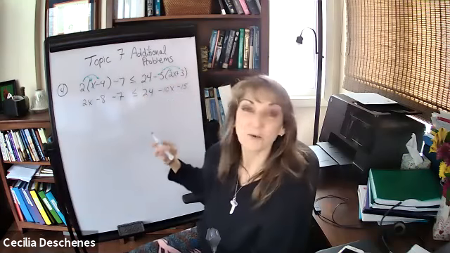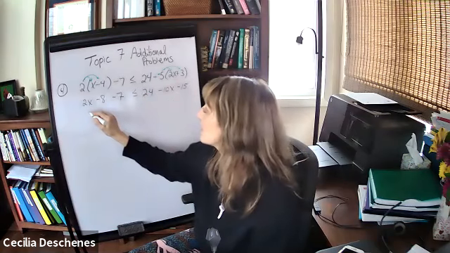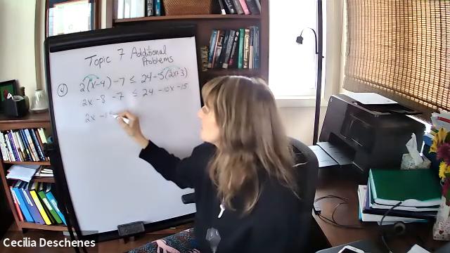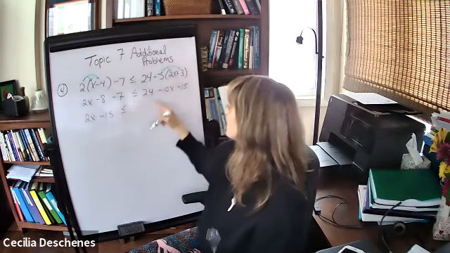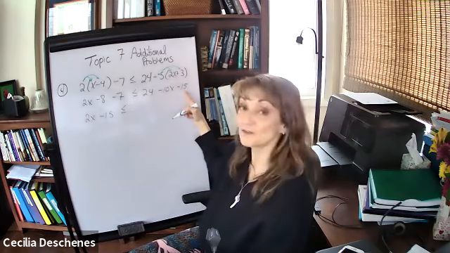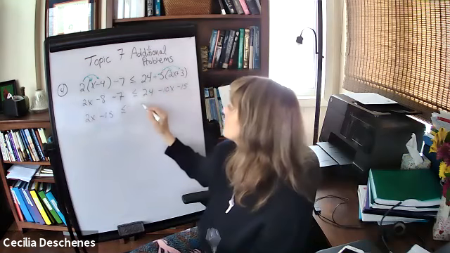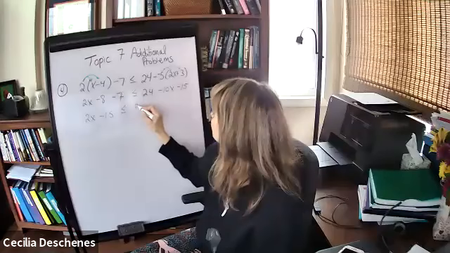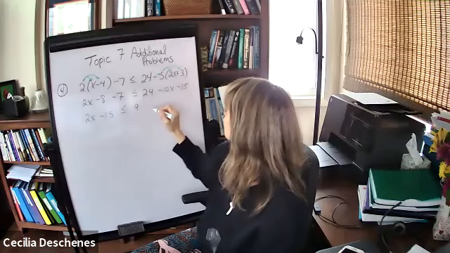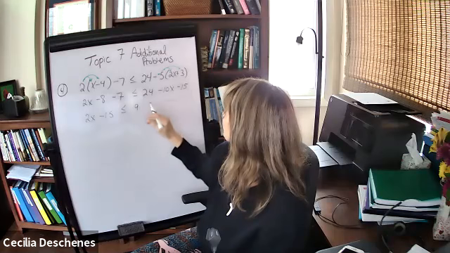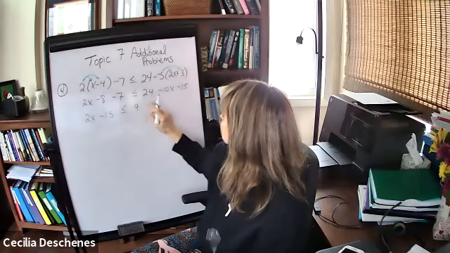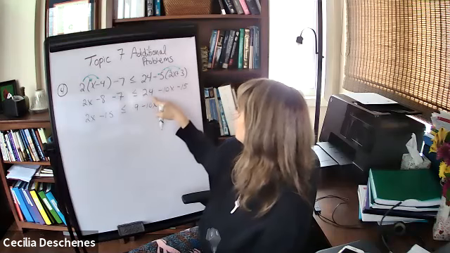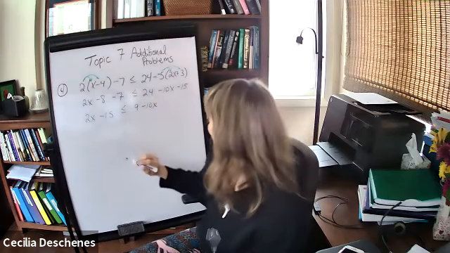Okay, now we group like terms. So on the left side, we have 2x minus 15 is less than or equal to, we have 24 minus 15, so that is 9, and then minus 10x. Sorry, I was thinking I was doing that wrong, but yes, 24 minus 15 is 9.